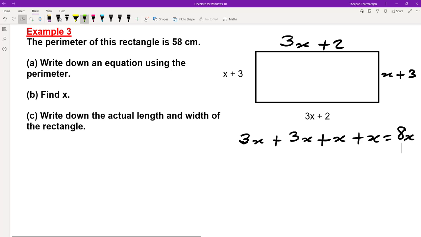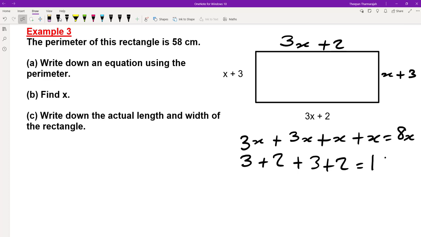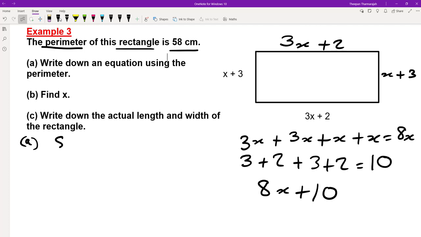So now I've got that, I can now do the numbers as well. So I can do 3 plus 2 plus 3 plus 2, that gives me 10. So what I can do now is say that the perimeter is 8x plus 10. But they tell me that the perimeter of the rectangle, key information in the question, is 58 centimeters. So we can say that 8x plus 10 is equal to 58.